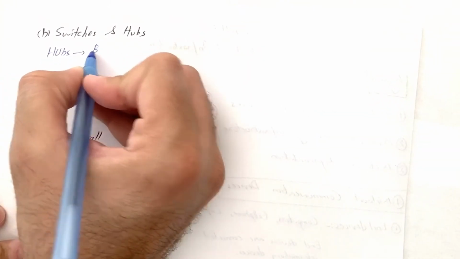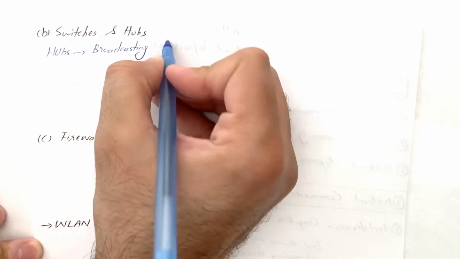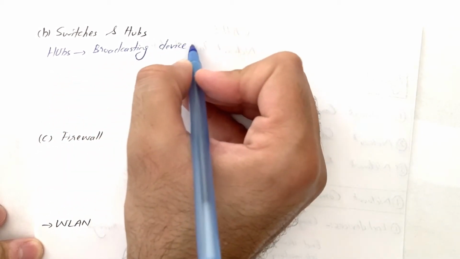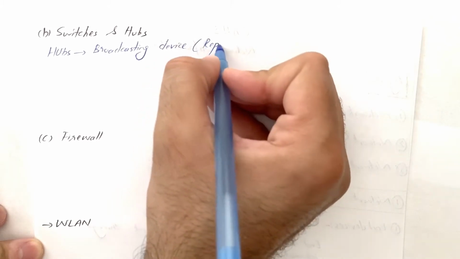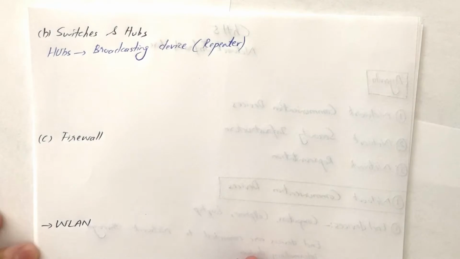Next is the switch or hubs. These are other network communication devices that we use for local area network communication. Hubs are basically a broadcasting device. Some people call a hub a repeater. So a hub is a broadcast device, or you can say a hub is a repeater.